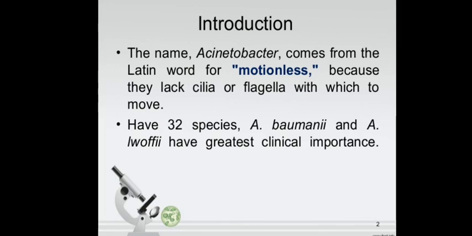So these organisms were known as Acinetobacter, and there are about 32 species of Acinetobacter, in which Acinetobacter baumannii and Acinetobacter lwoffii have the greatest clinical importance, as they are opportunistic pathogens and have the ability to cause infection. So in the clinical field they are of great interest for study.